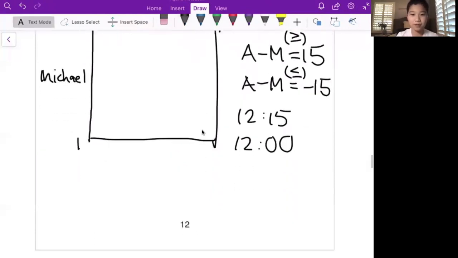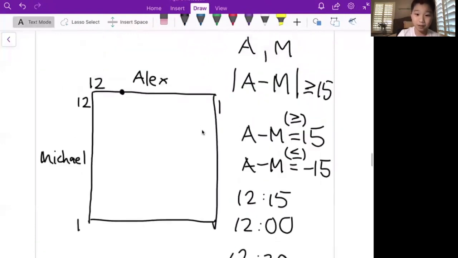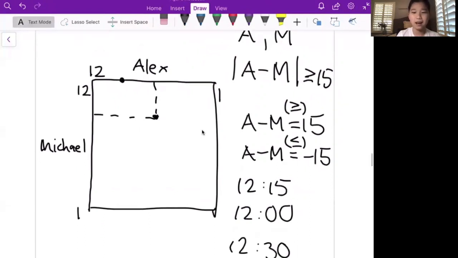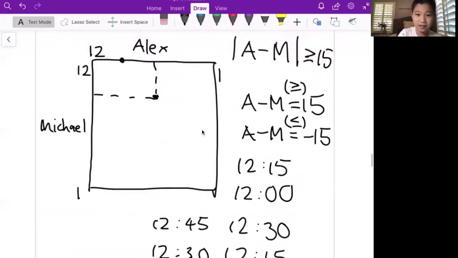And then suppose Alex arrived at 12:30 and Michael arrived at 12:15. That should correspond to right here. Now, suppose Alex arrived at 12:45, Michael arrived at 12:30. That should correspond to this point right here. Well, it must be a straight line.